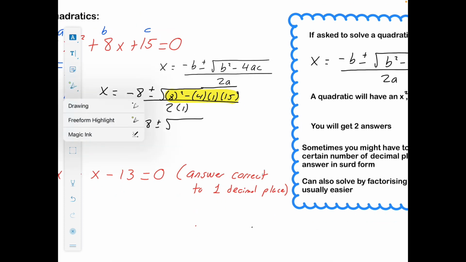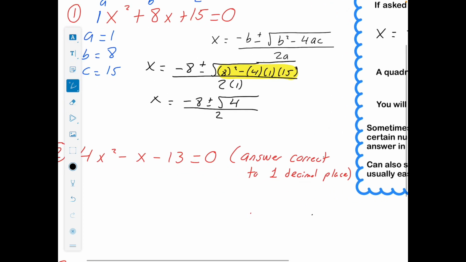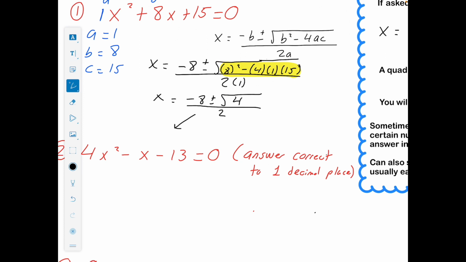Now what I'm going to put into my calculator here, okay, I'm just going to put in the bit that's underneath the square root without the square root. So in my calculator, without the square root, I'm going to put in 8 to be squared minus 4 by 1 by 15. Sorry, by 15. I'll get out square root of 4, all over 2. Now, see this plus or minus here? That's going to be important.